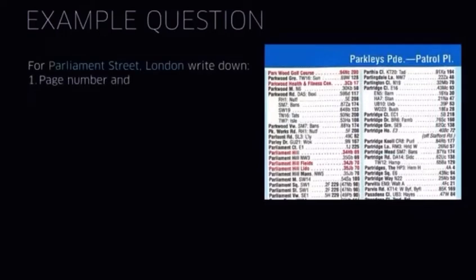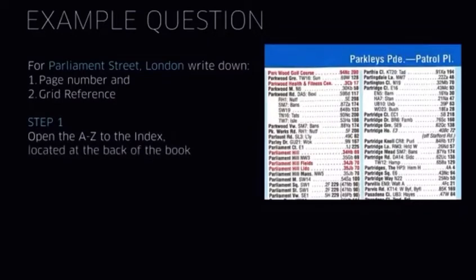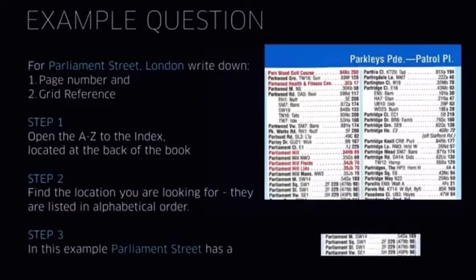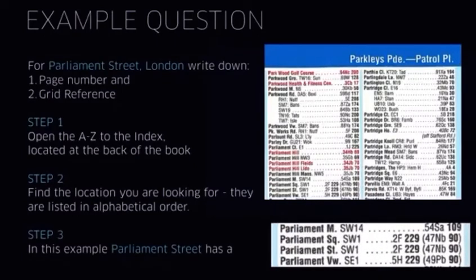Example question. For Parliament Street, London, write down the page number and grid reference. Step 1. Open the A to Z to the index, located at the back of the book. Step 2. Find the location you are looking for. They are listed in alphabetical order. Step 3. In this example, Parliament Street has a grid reference of 2F and 47 MB and a page number of 229 and page 90.